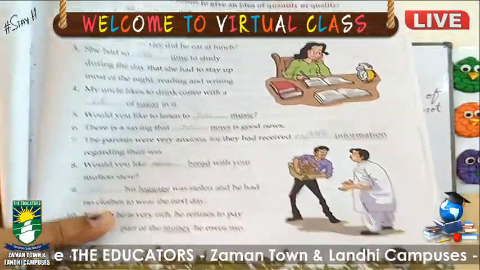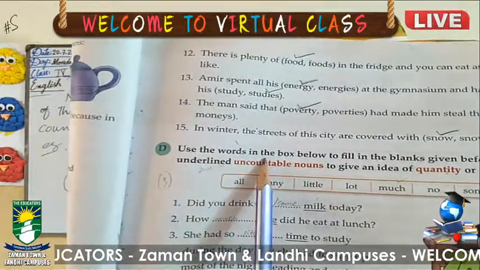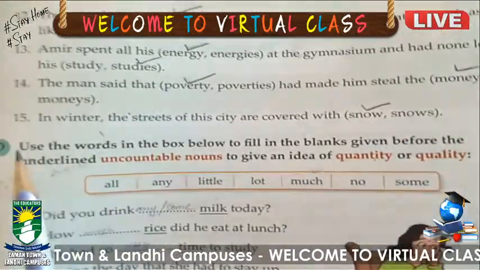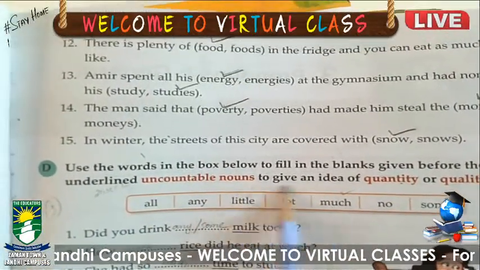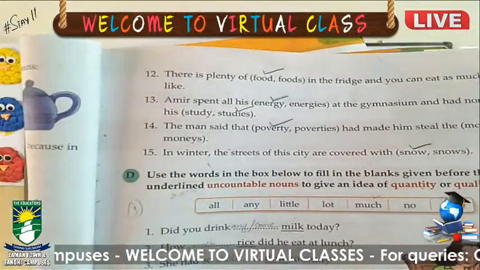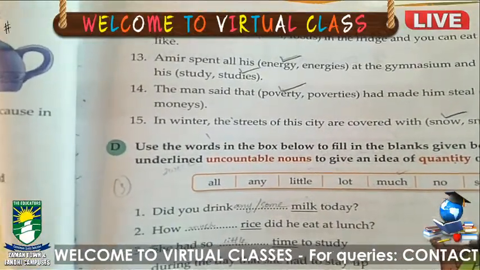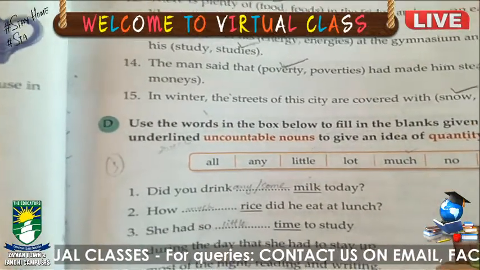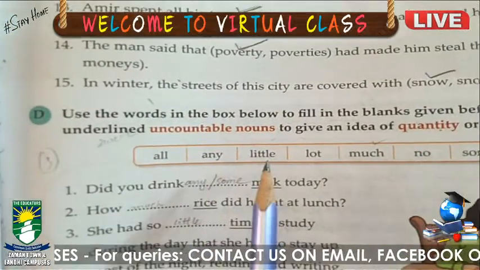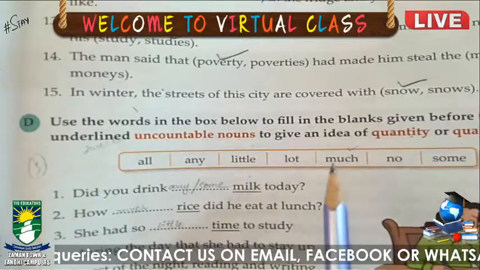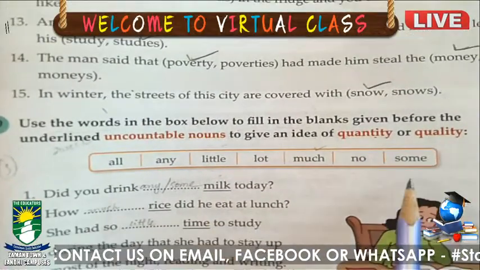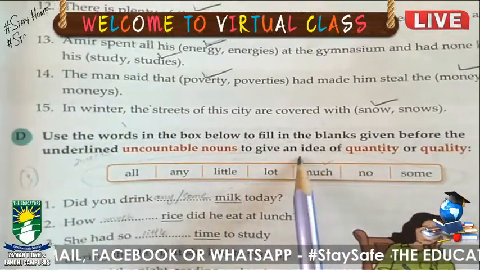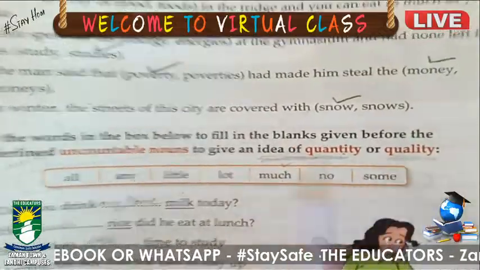From page number 9, they have given you: use the words in the box below to fill in the blanks given before the underlined uncountable nouns to give an idea of quantity or quality. Guys, for getting the idea of quantity or quality of uncountable nouns, we use some particular words: all, any, little, lot, much, no, some. These are the words to know to get the idea of quantity or quality of uncountable nouns.